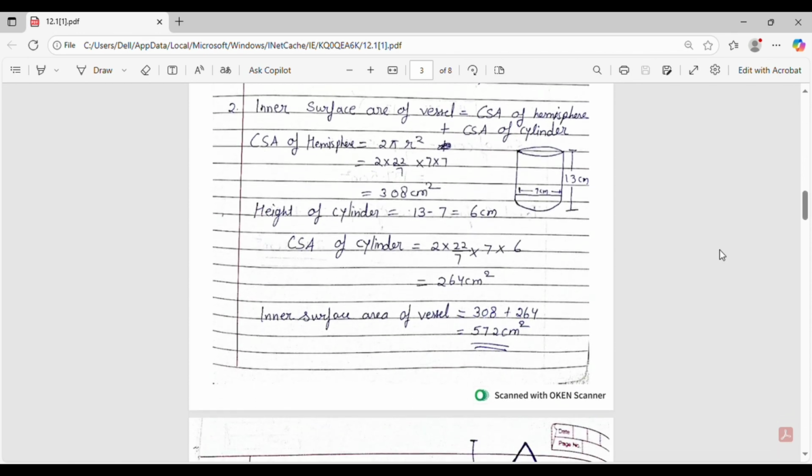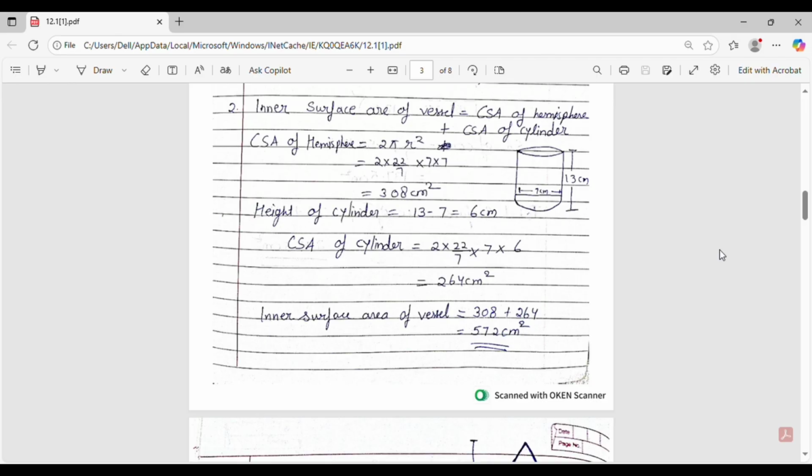Second question: a vessel is in the form of a hollow hemisphere mounted by a hollow cylinder. The diameter of the hemisphere is 14 centimeter and the total height of the vessel is 13 centimeter. Find the inner surface area of the vessel.